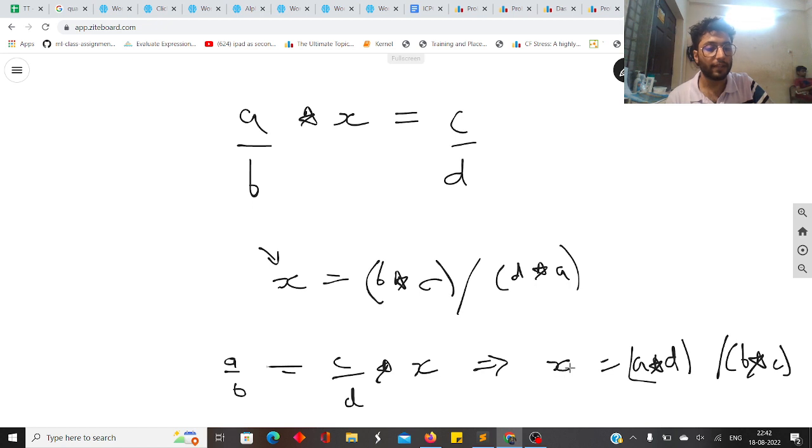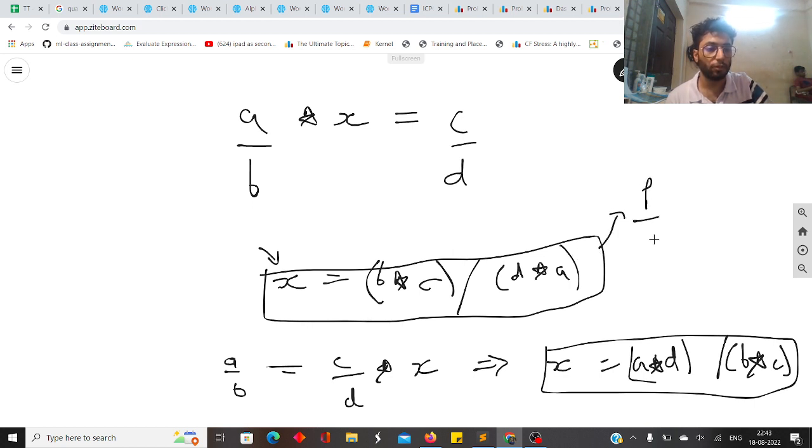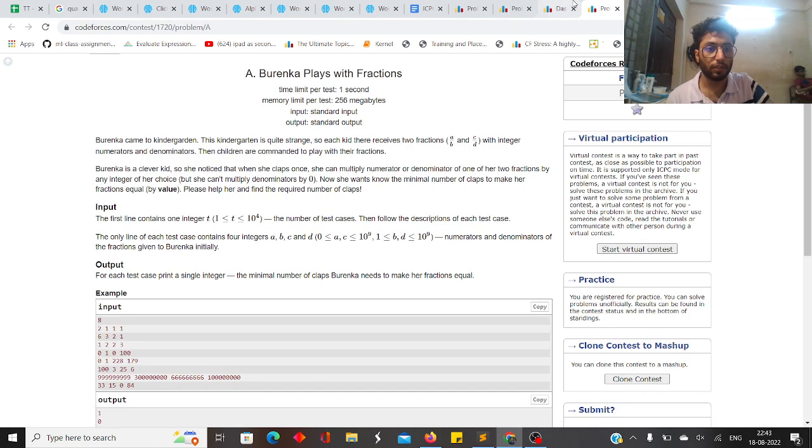So in this case, for x to be an integer, a times d should be divisible by b times c. So it's going to take you one operation if either this is an integer or this is an integer. Otherwise you can always achieve the answer with two operations, because if this thing is not an integer, then it is represented by some form p by q, and you can always replace x with p by q such that you multiply a with p and b with q. So in that case you can always achieve the answer with two operations. So this is what the solution is.